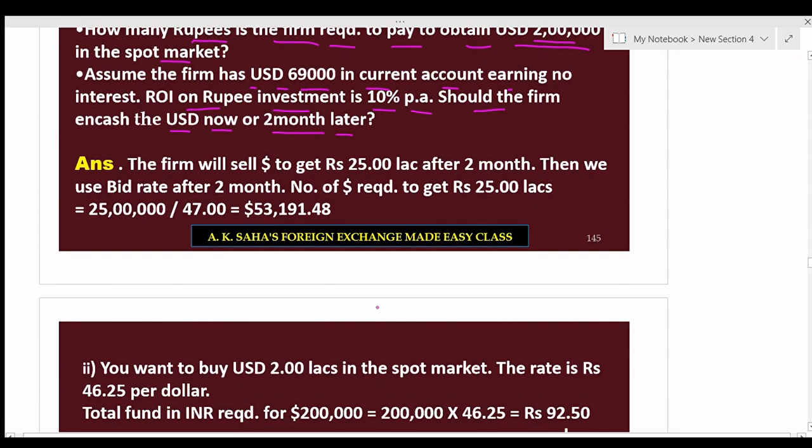The firm will sell dollars to get rupees 25 lakh after 2 months. Then we use the bid rate, bid price after 2 months. So the number of dollars required to get rupees 25 lakhs is equal to 25 lakh divided by 47, that is equal to $53,191.48.